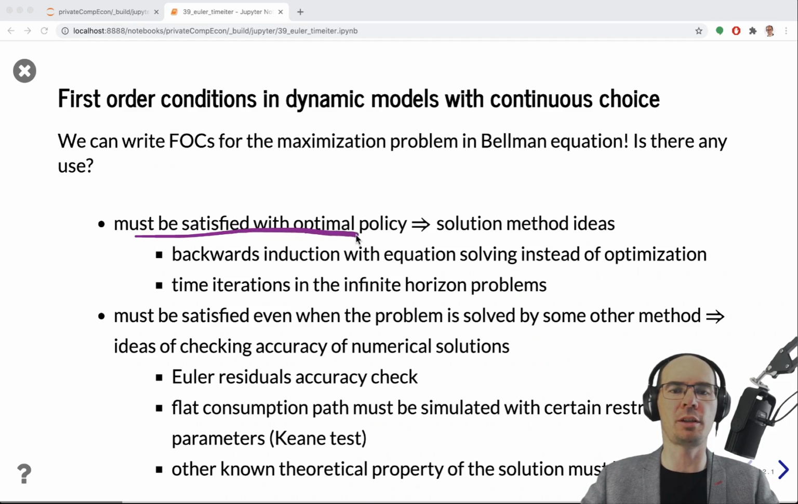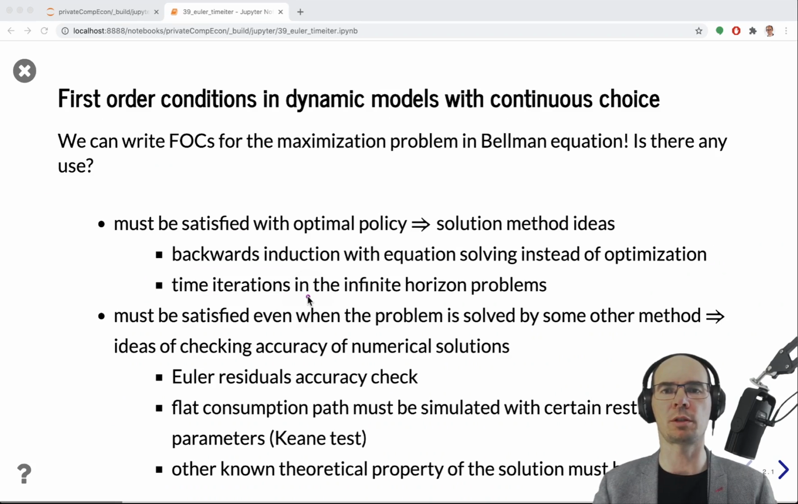First, we know that the first-order conditions must be satisfied by the optimal policy, the policy function that is part of the solution of the dynamic model. And so that means that we can use the first-order conditions to find that solution, to find the optimal policy. And then we can formulate solution methods based on the first-order conditions. And indeed, in video 37, in the overview of all of the solution methods, we've mentioned backwards induction with equation solving instead of optimization for the finite horizon problems, or time iterations, which is the solution method for the infinite horizon problems that is centered around the first-order conditions.